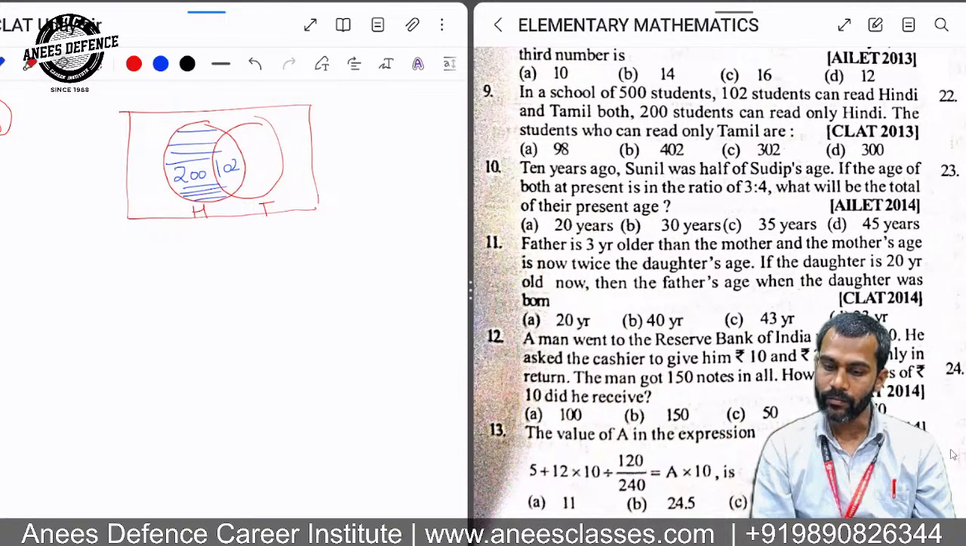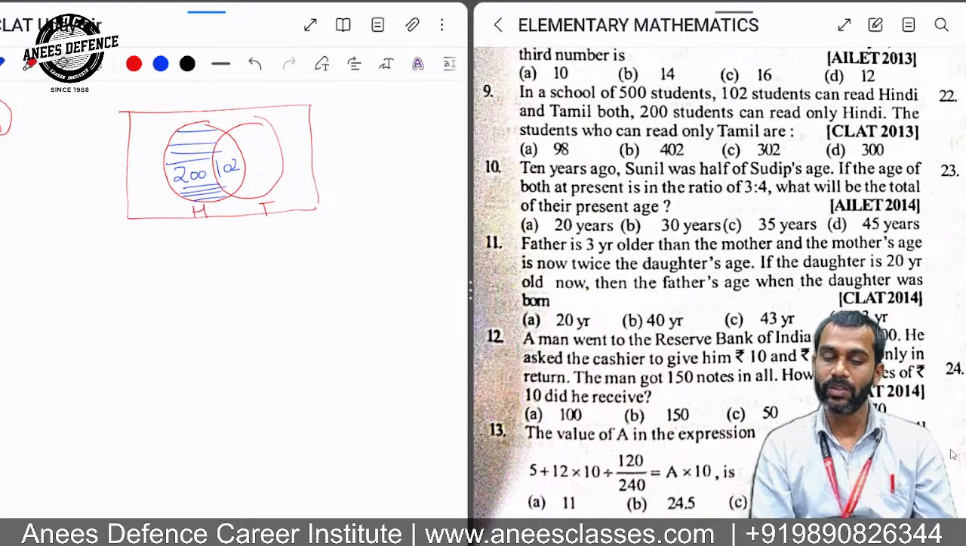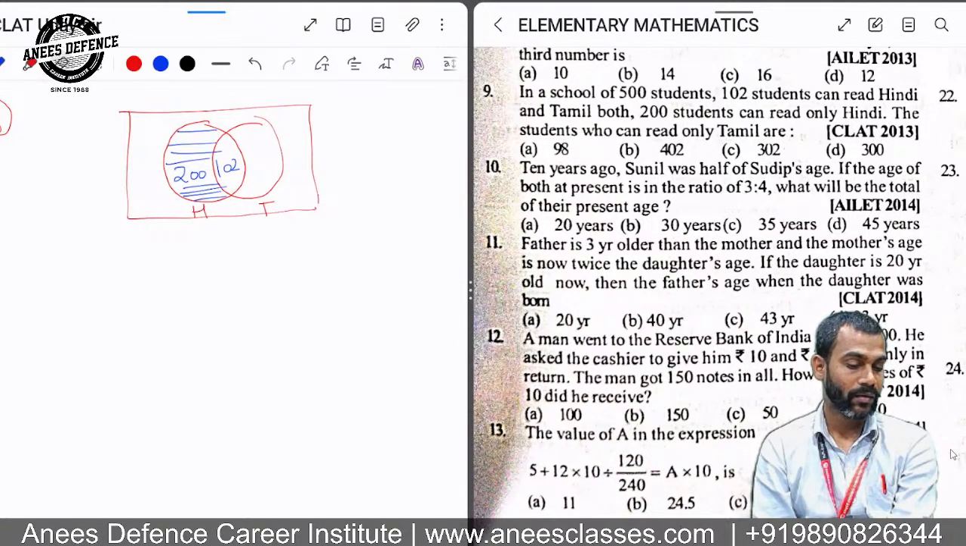Sir, we can directly use the formula. Which formula? n(A) plus n(B) minus n(A intersection B). So in this question, 102 students can read Hindi and Tamil both. So 102 will come. Now they have said 200 students can read only Hindi. It means 200 will go there.